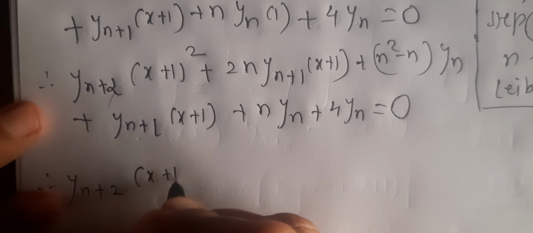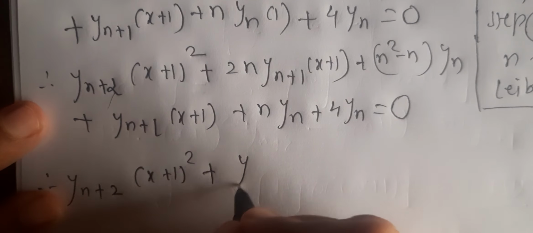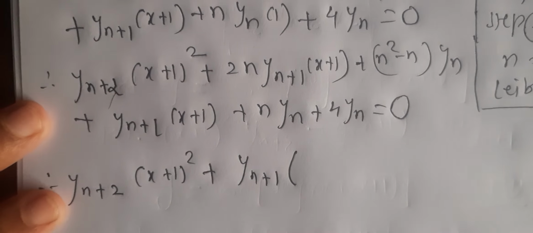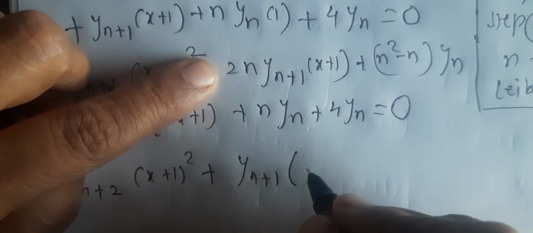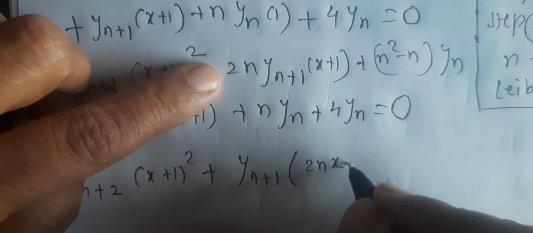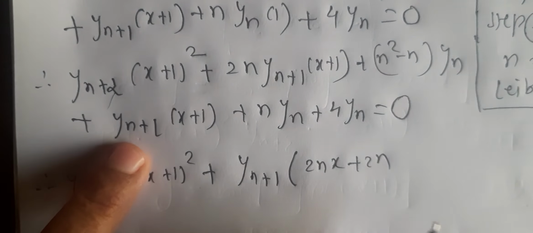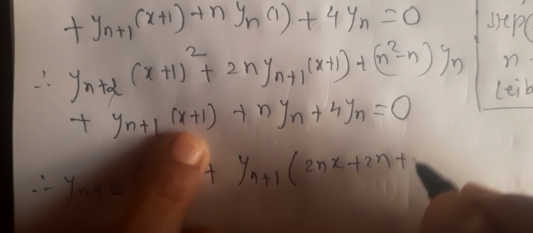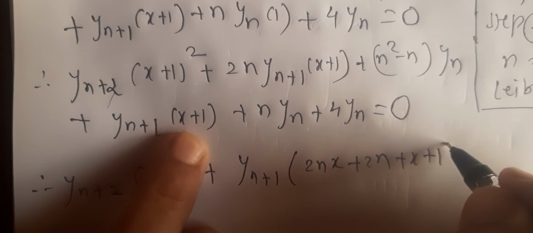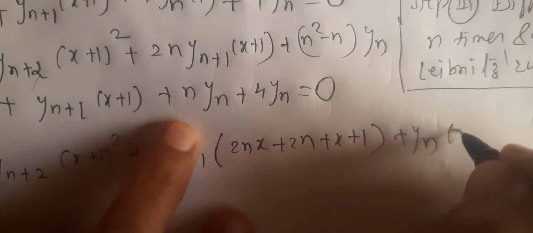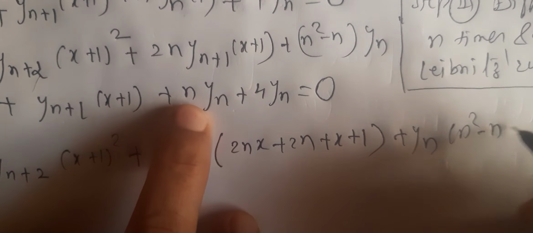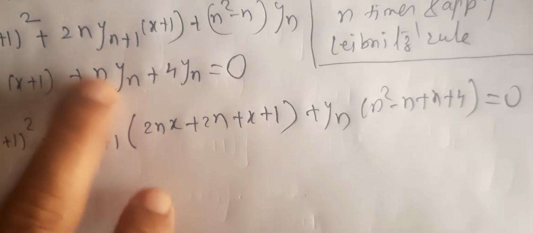yn plus 2, there is only one term, plus when I take yn plus 1 common, what is left with us? When you take yn plus 1 common, we have this 2nx plus 2n. Here also we have yn plus 1. What is the coefficient? x plus 1. Then when we take yn common, what we are going to get? n square minus n. This is plus n plus 4 and equals to 0.